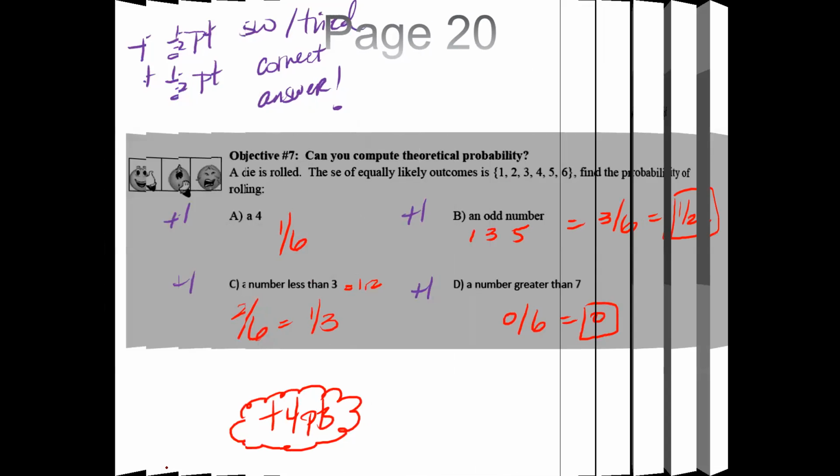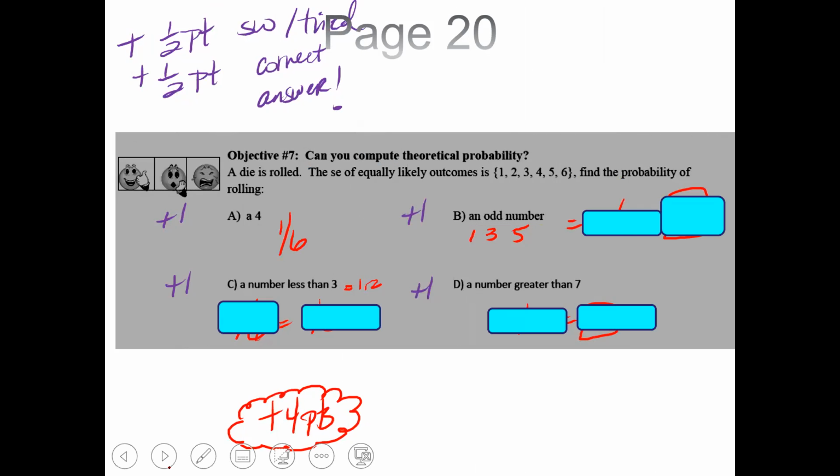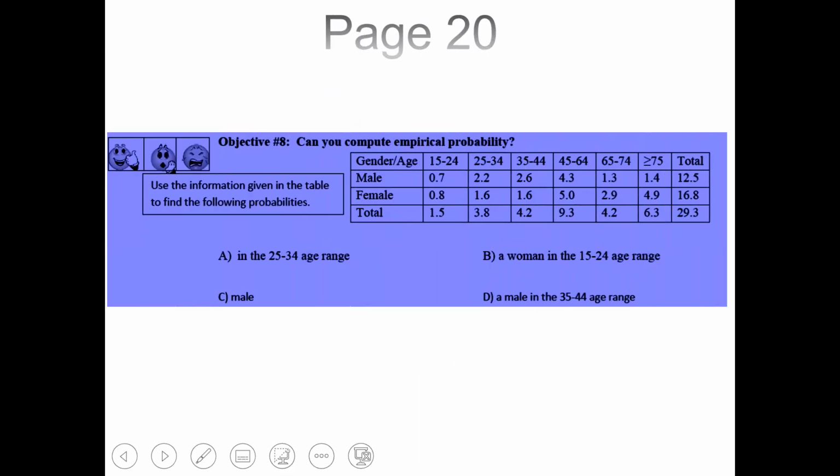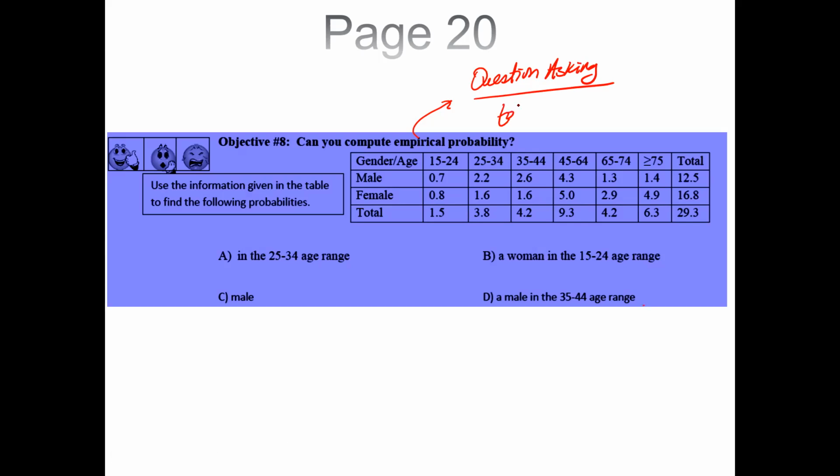Okay, let's move on to objective number 8. Go ahead and read that. For A, it's asking you to look at the chart and find out the empirical probability. And remember, the empirical probability is whatever the question is asking divided by the total population.